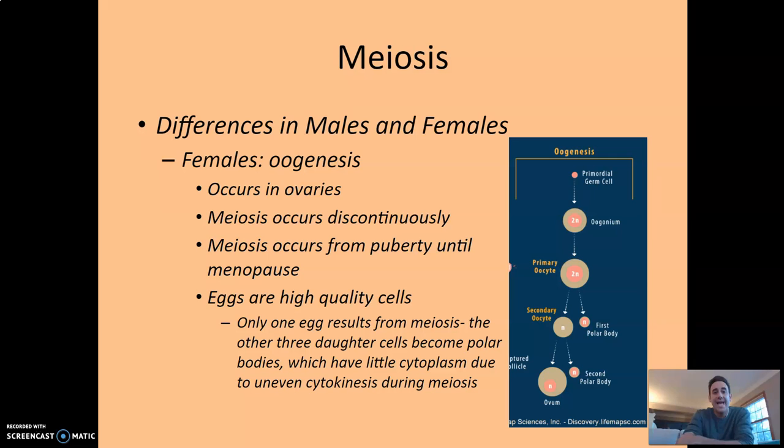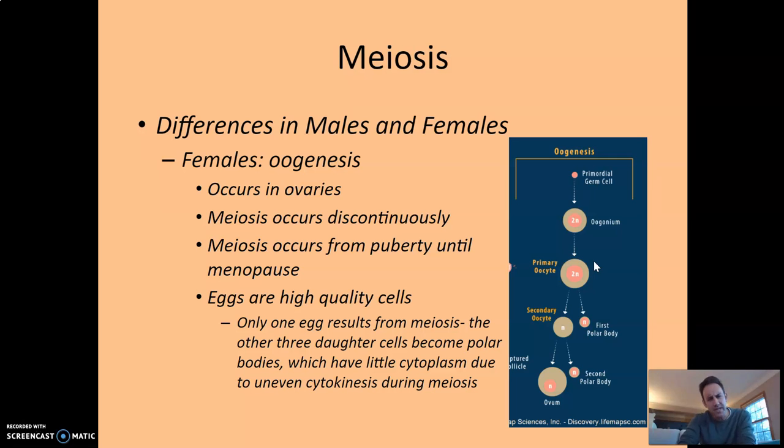However, eggs are high-quality cells. None of this mass production, you know, garbage junk that the men are doing with the sperm cells. Oh no, this is a high-quality product that is formed. And the reason why this happens is because actually only 1 egg results from the process of meiosis.